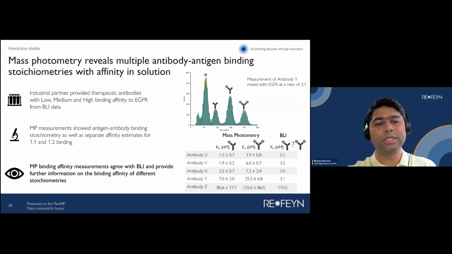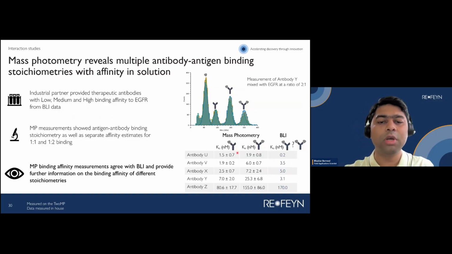So not only the stoichiometry, we can also give the binding affinity estimate for the interactions. In this particular case, our industrial partner provided us with 5 different antibodies with low, medium, and high affinity towards EGFR. And the binding affinity was calculated for both the different stoichiometries using mass photometry, and it was compared with the BLI. So what we found out is that mass photometry affinity measurements agree with the BLI measurements. And we also find out about the information of the stoichiometries.